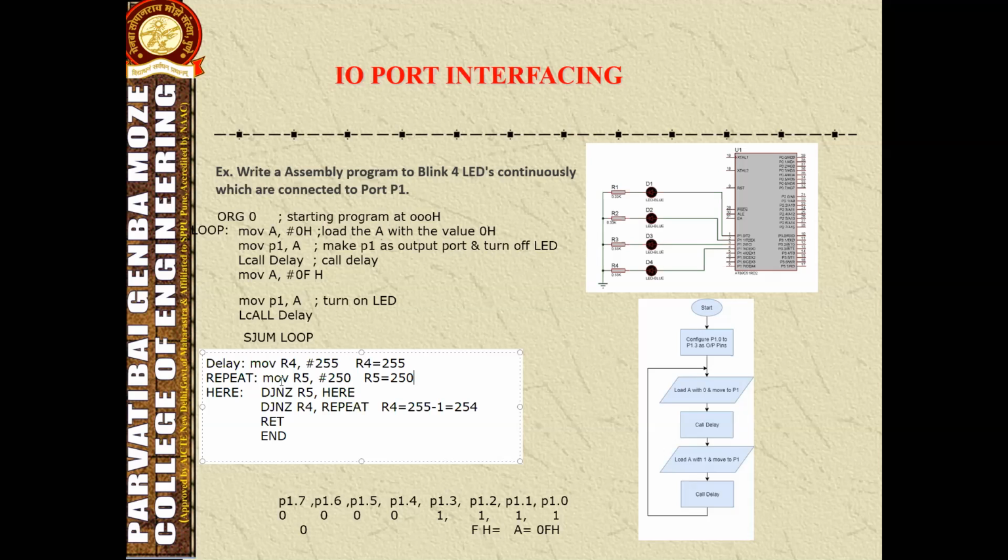After that, it will come to the next instruction. The next instruction is here, decrement jump non-zero R5. Now R5 will be checked. R5 will decrement the value 250 minus 1. After decrementing, it will check whether R5 is 0 or not. If not 0, it goes back here, otherwise comes to this instruction. Again it will check until R4 becomes 0. When R4 becomes 0, all the things will become 0.